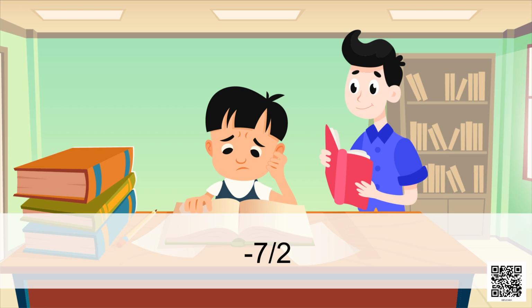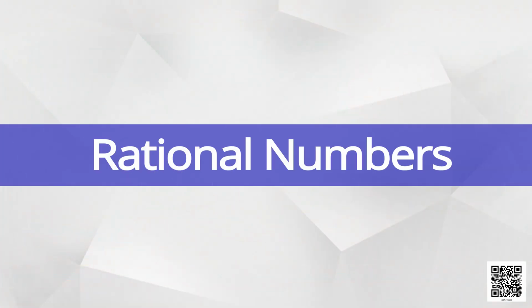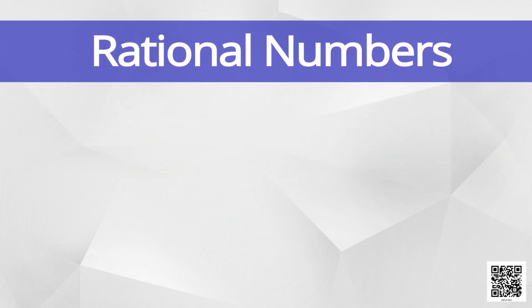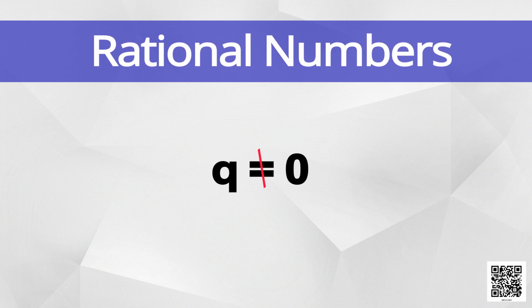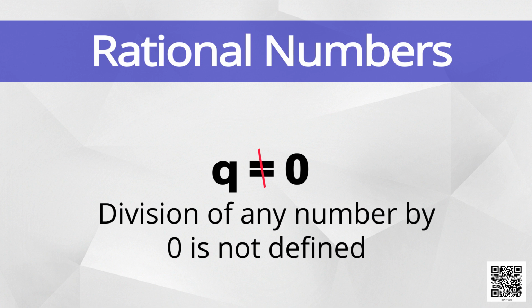But he was not able to understand what kind of a number it was. Neither was it a natural number nor a whole number. It was not even an integer. Actually, such numbers are called rational numbers. That is, the numbers that can be written in the form of p/q, where p and q are integers and q is not equal to 0. q cannot be 0 because division of any number by 0 is not defined.